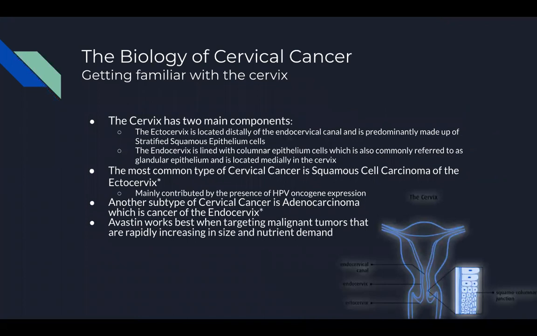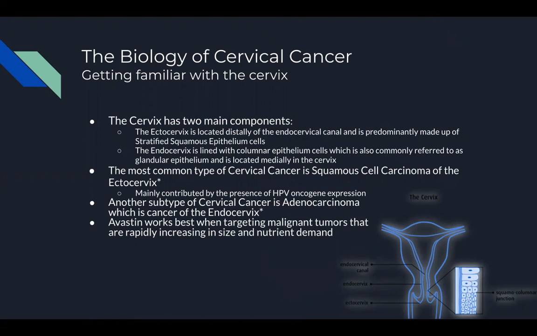In this slide, we're going to be discussing the anatomy and histology of the cervix. The cervix has two main components. The ectocervix is located distally of the endocervical canal and is predominantly made up of stratified squamous epithelium cells. The endocervix is lined with columnar epithelium cells, which is also commonly referred to as glandular epithelium, and is located medially in the cervix. The most common type of cervical cancer is squamous cell carcinoma of the ectocervix.